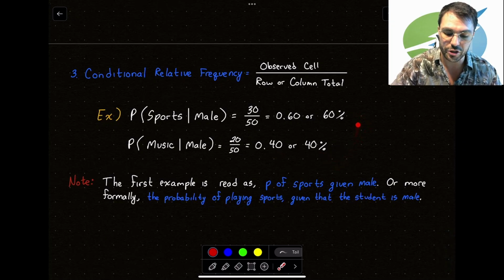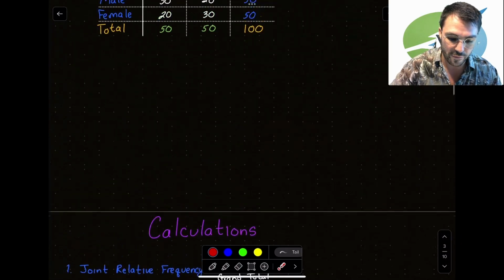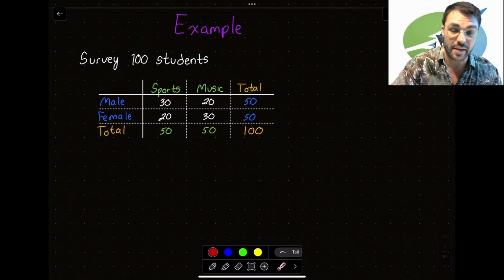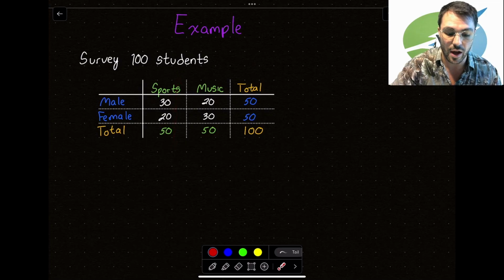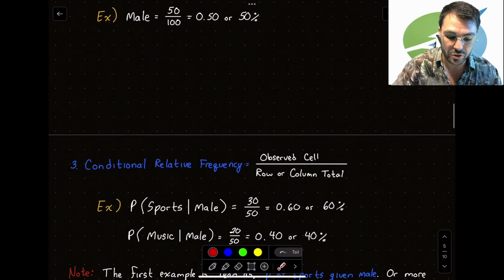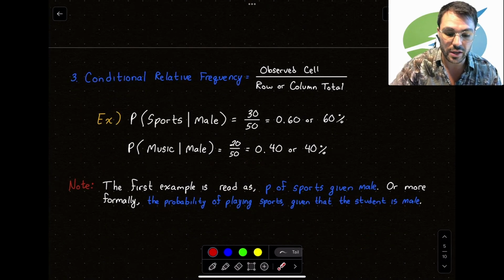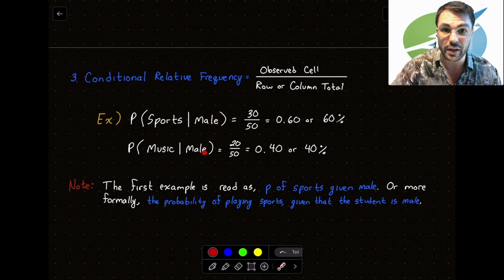And a good way to quickly check this, I didn't write it out here, I didn't really feel the need to, but whenever you analyze the same given row or the same given column, it should all add up. So our only columns are sports and music, and we're observing the male row. So this should add to 100 because these are our only two options for what a male could do, sports or music, for this example, okay?